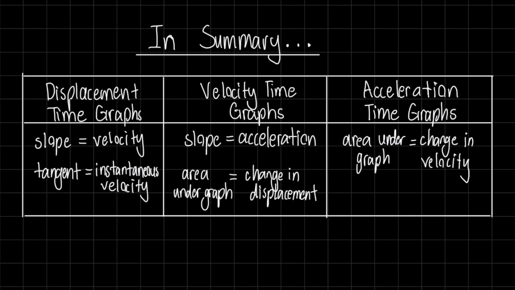All right, in summary, in displacement time graphs, the slope is the velocity, the tangent line at a certain point is instantaneous velocity. In a velocity time graph, the slope is its acceleration, and the area under the graph is the change in displacement. For acceleration time graphs, the area under the graph is a change in velocity. An important thing to note is because these are all vector values, you do have to keep in mind the negative and positive values in your calculations.